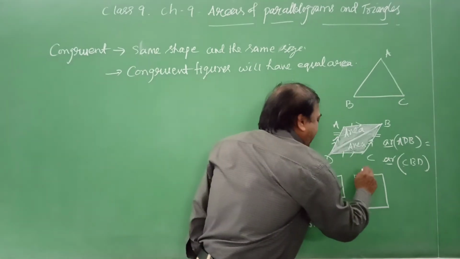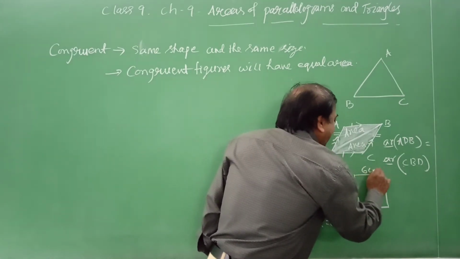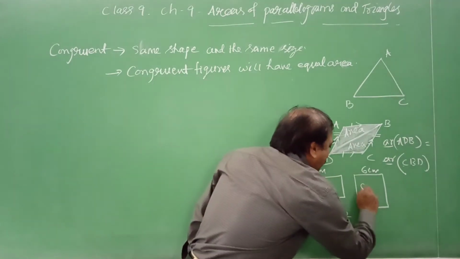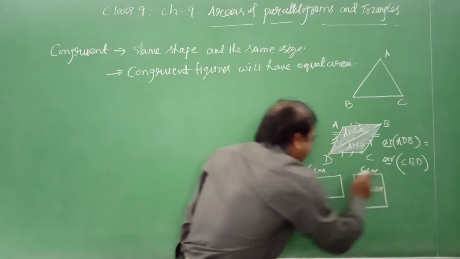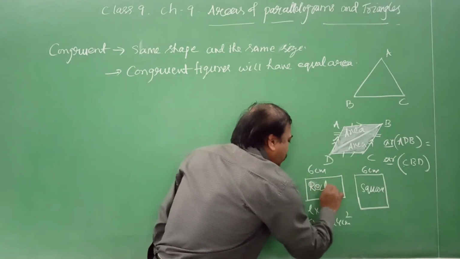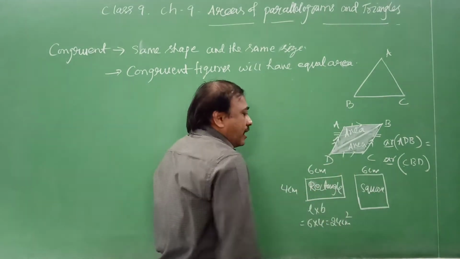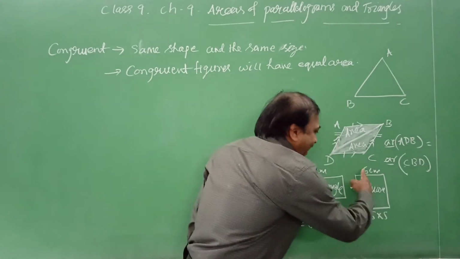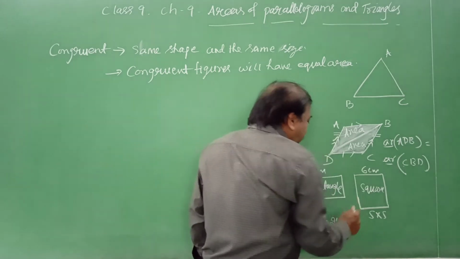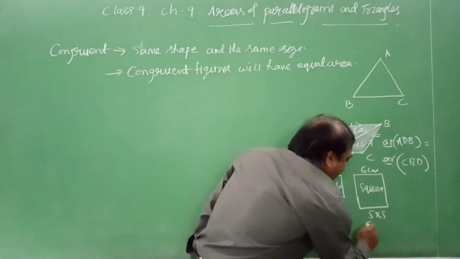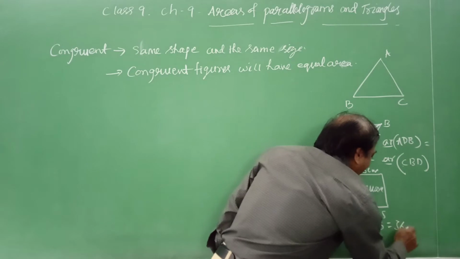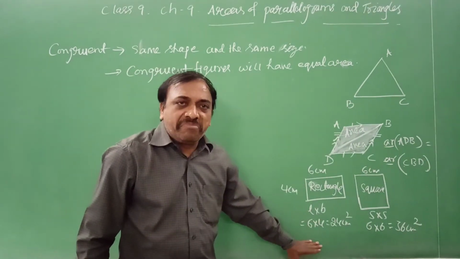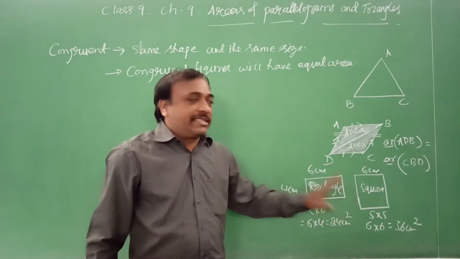And the side of the square I am taking as 6 centimeter. This is the square and this is the rectangle. Area is side into side, as we know. So 6 into 6 is 36 centimeter square. Are these two areas the same? No, the areas are not the same.